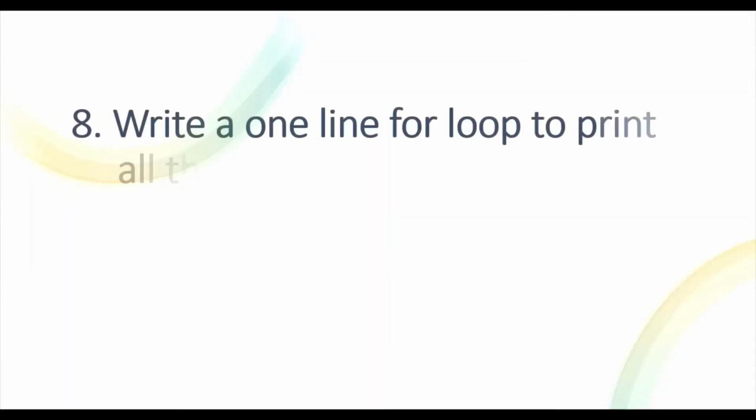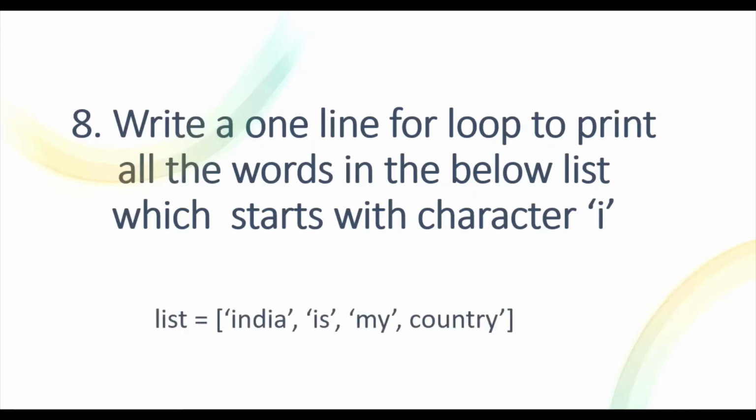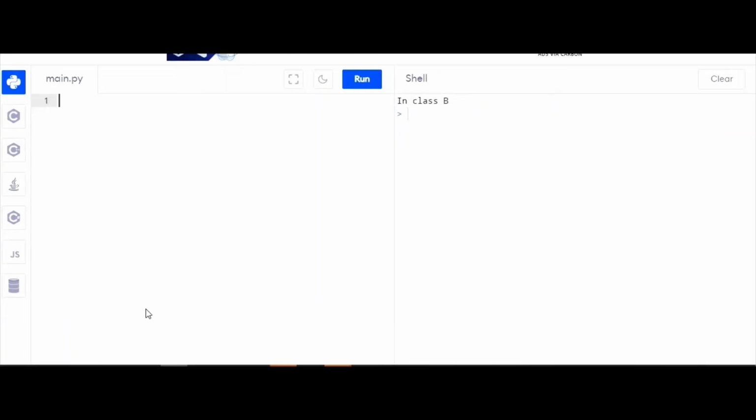Let's move to our next question. Write a one-line for loop to print all the words in the below list which start with the character I, and the list contains the words India is my country. So we should get the output as India and is, right? These are the 2 words which start with the character I.